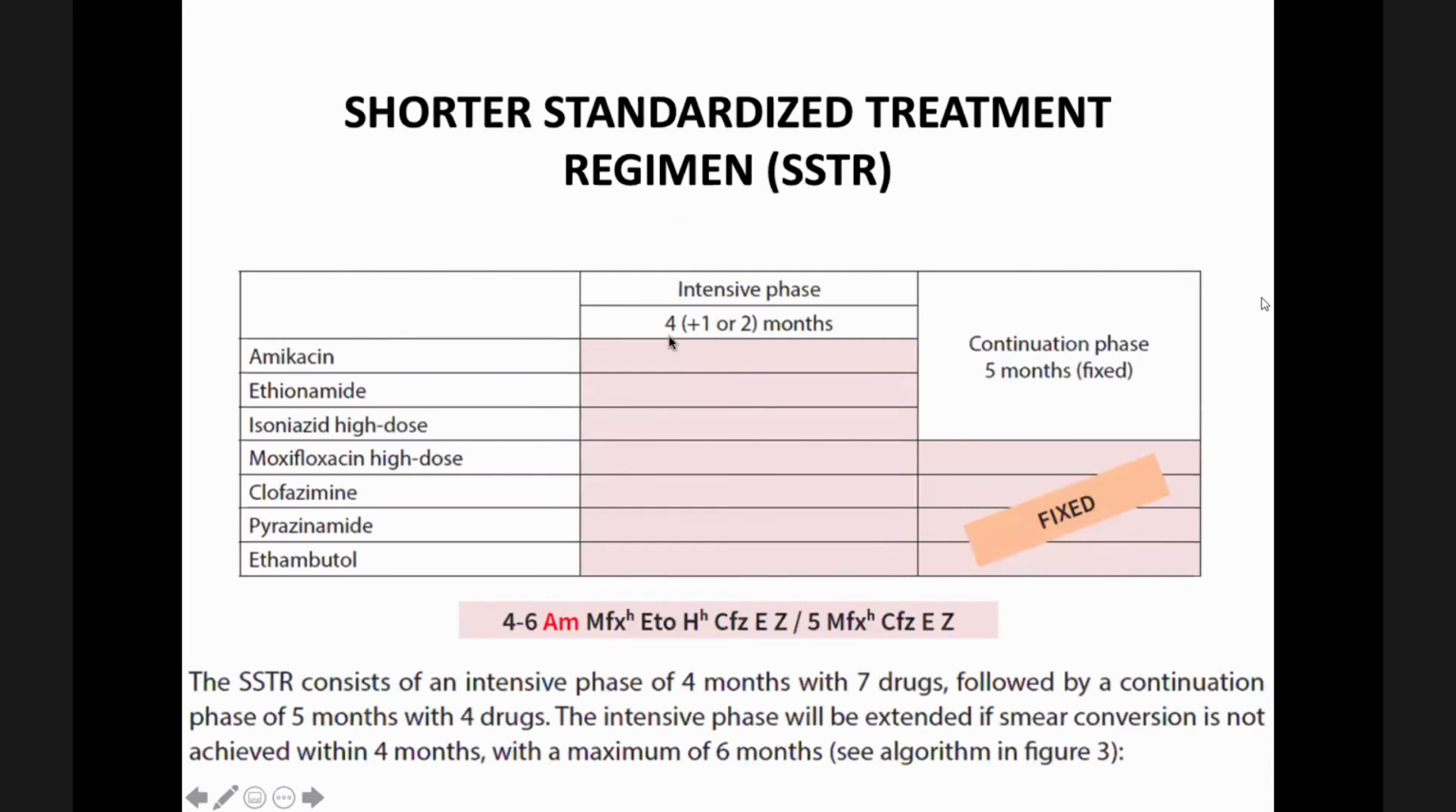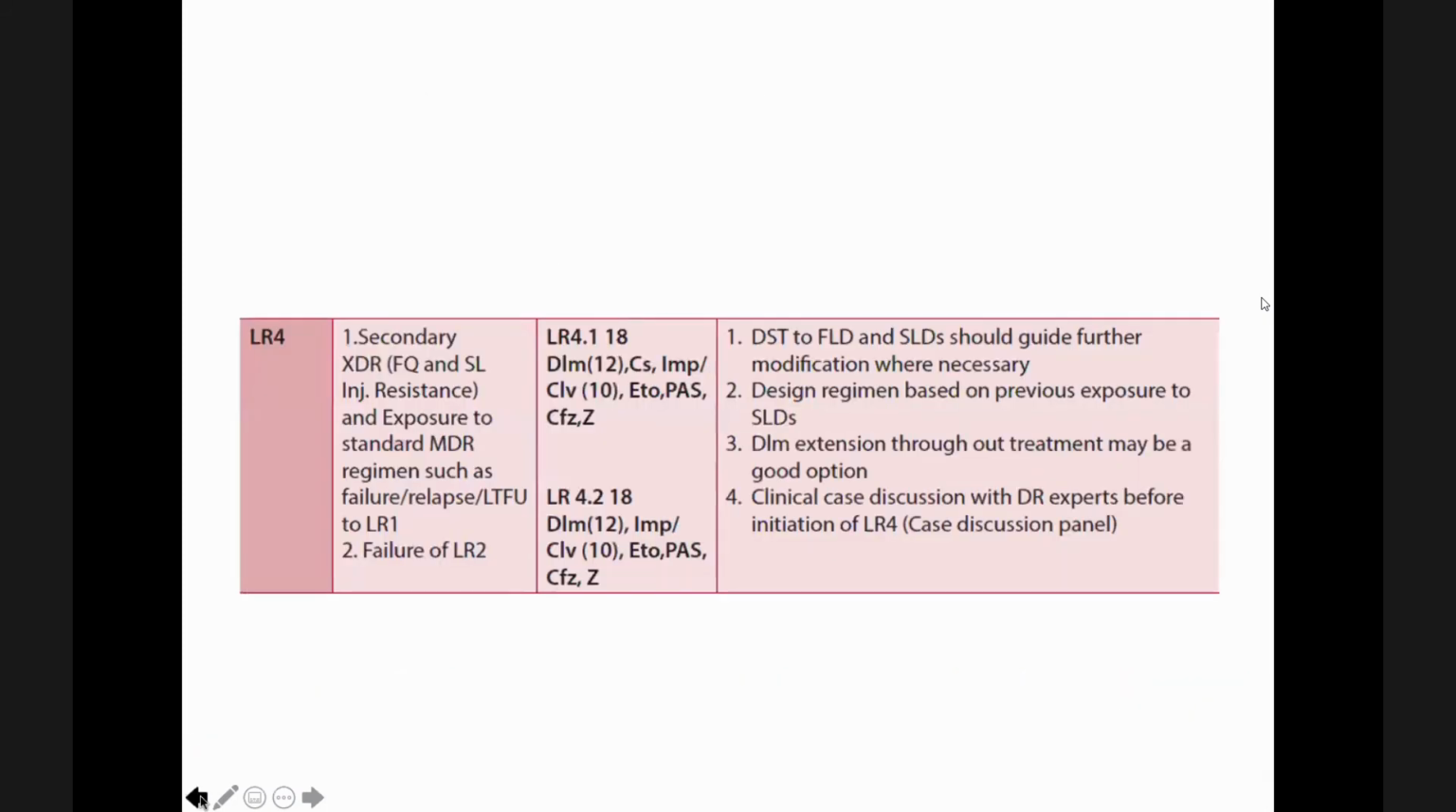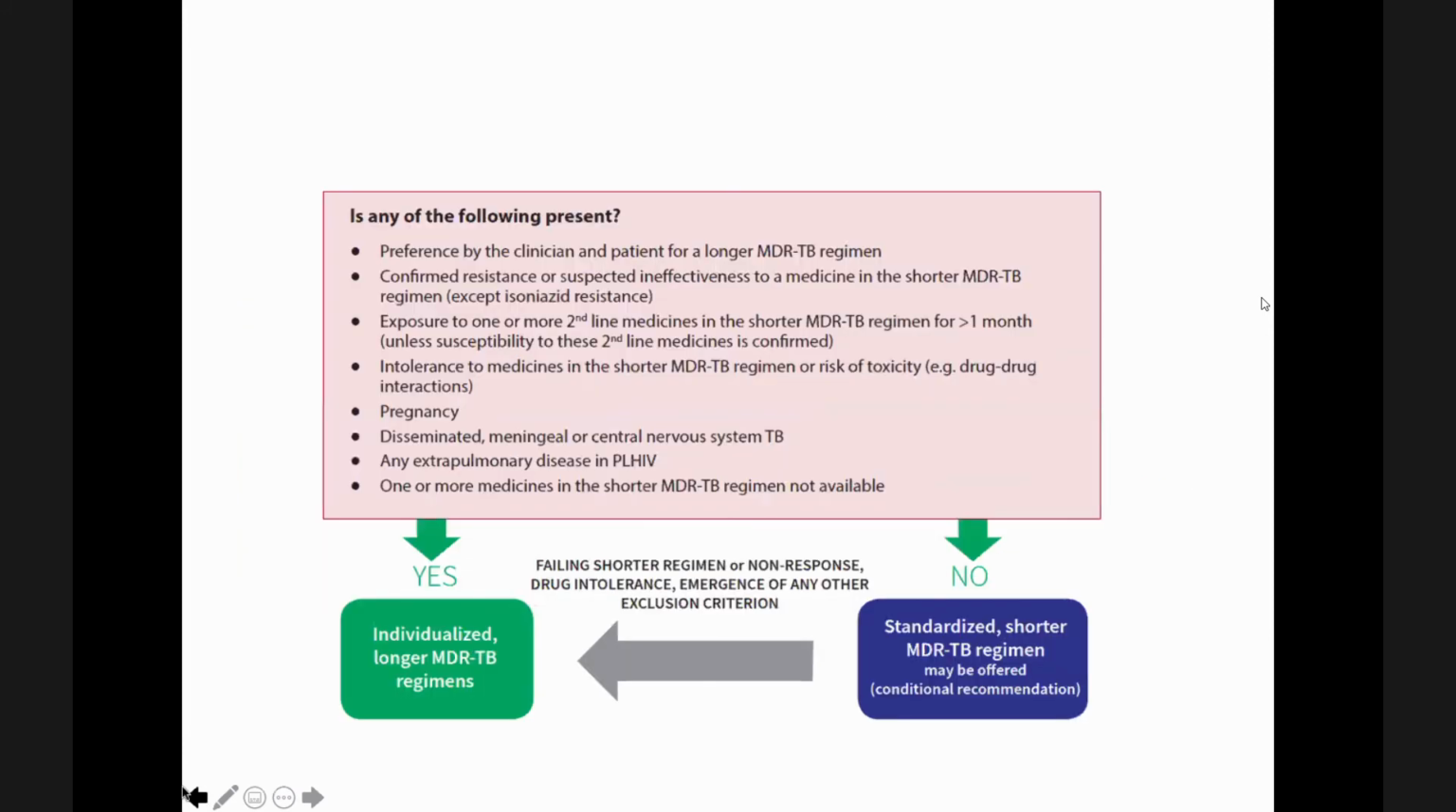The intensive phase, ideally you are going to use for 4 months. If the sputum is positive, then you have to add another 1 month of the intensive phase, and repeat it. So this is how you are going to introduce the drugs for the shorter standardized treatment regimen, and then the continuation phase.